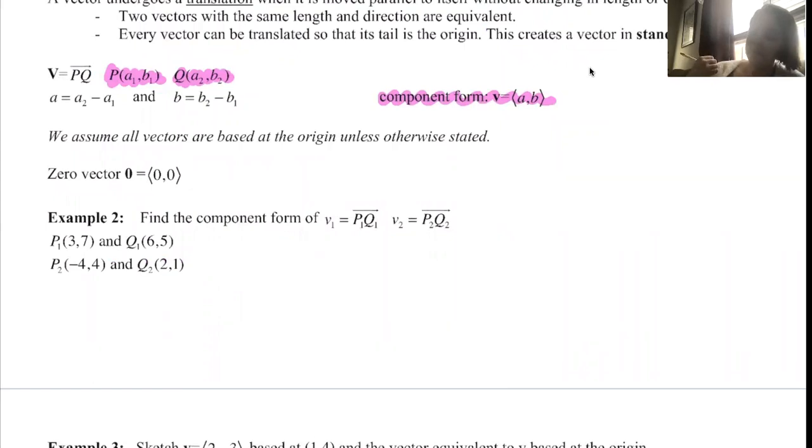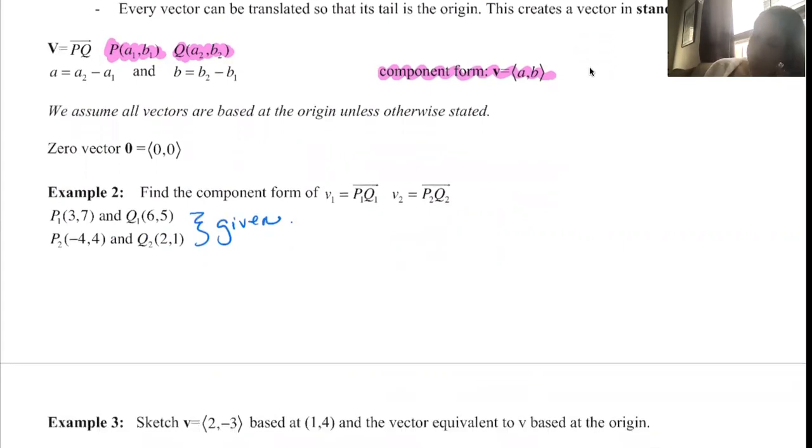So for example 2, I want to find the components of vector 1, which is P1, Q1, and vector 2, which is P2, Q2. So we are given this information. Let's talk about vector 1 here. Vector 1 is focusing on P1 and Q1. So the components of vector 1 would be 6 minus 3 and 5 minus 7.